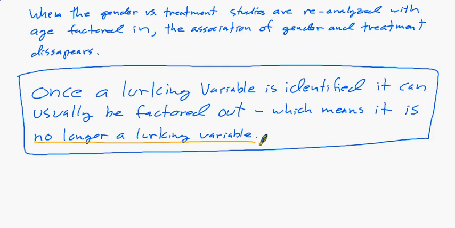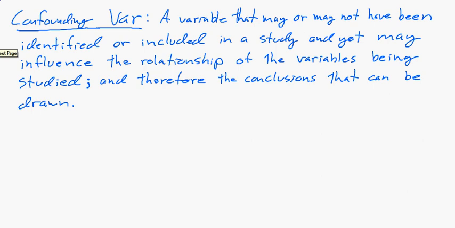Now the difference between a lurking variable and a confounding variable is subtle. Let's look at the definition of confounding. It's almost the same definition with just a little difference.